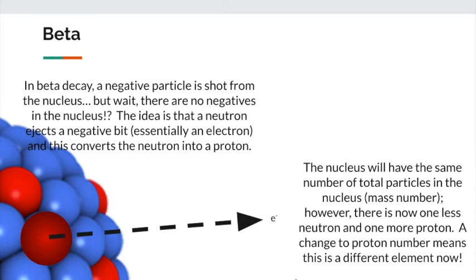Now, notice like the notes say here, the nucleus has the same total number of particles because we turned a neutron into a proton. We didn't lose a neutron. We didn't lose a proton. It was like a trade. So the total mass number is the same, but the proton number is different. And if the proton number is different, we have a different element.